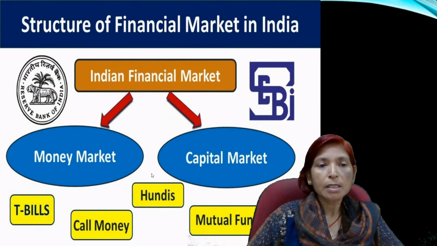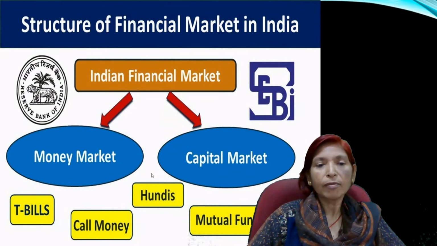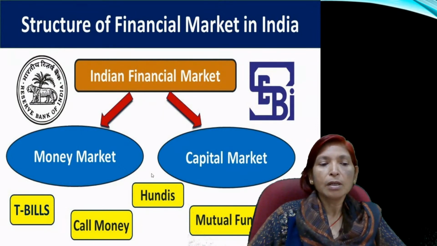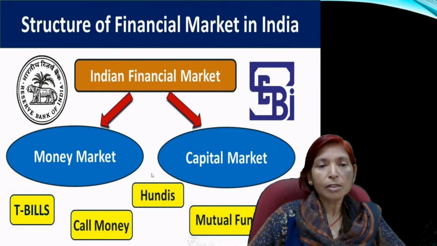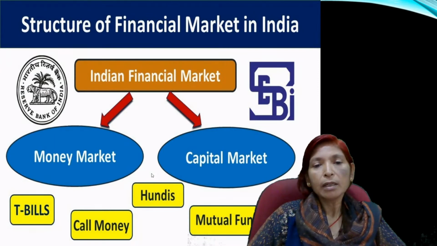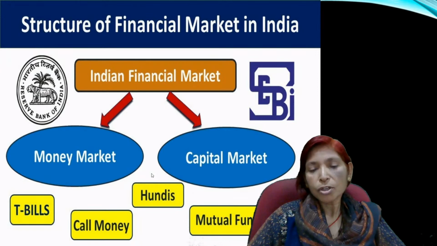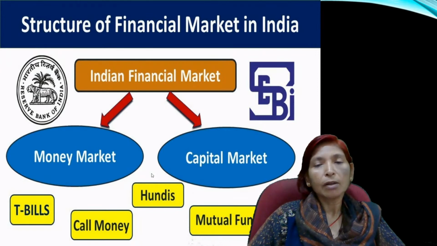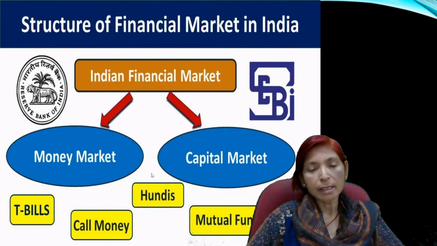So the money market plays a very important role, and the capital market also plays a very important role, because both markets are needed in the Indian financial market system, because both markets play different roles. One is giving us shorter time period funds and the other is giving us longer time period funds. Those who need money for a long time period will take that money from the capital market, and those who need money for a short time period will take it from the money market. So this is the structure of financial markets in India.